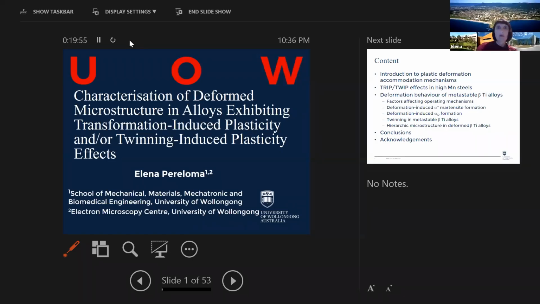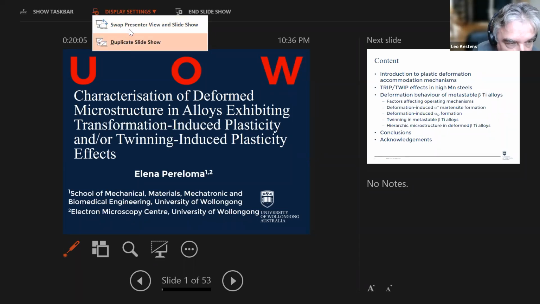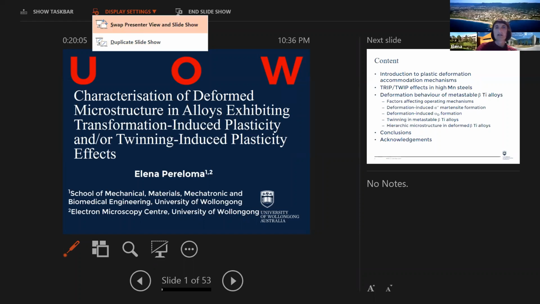Okay. Which screen do you see now? We see a screen which combines your presentation with also your background information. So that's probably not the appropriate screen. Okay. Not yet. And I'll move this out of the way.